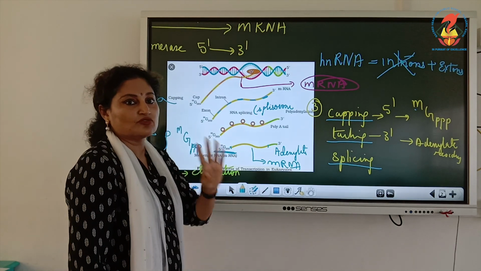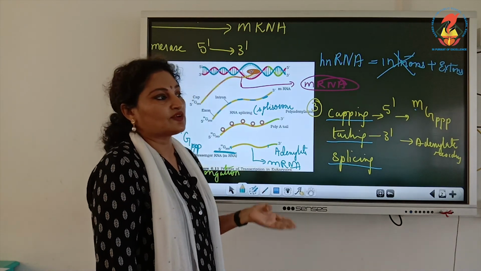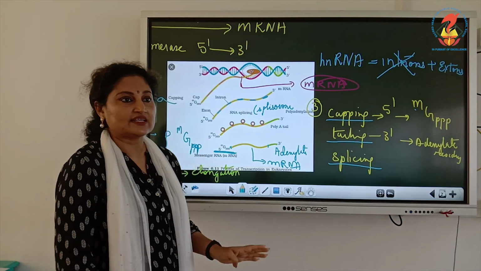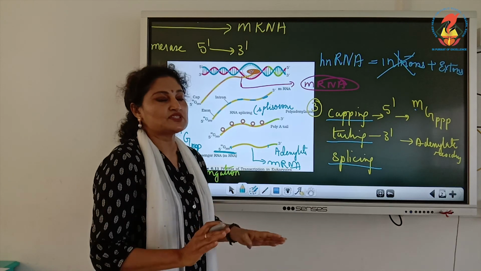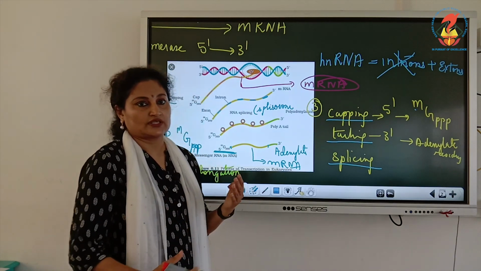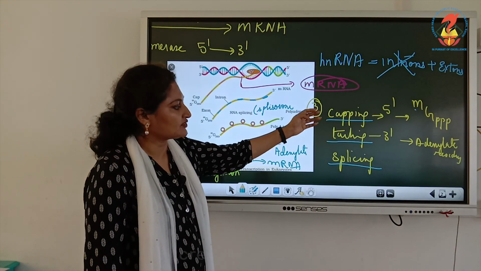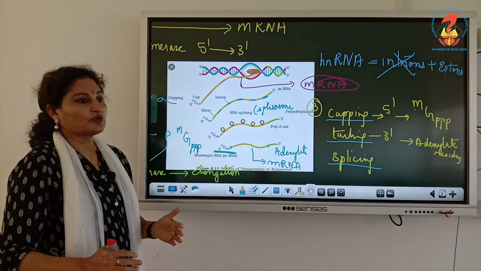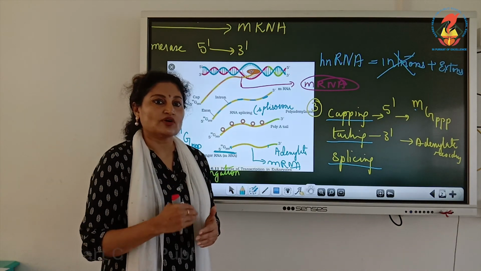So, that is going to be the difference between the prokaryotes and eukaryotes. In prokaryotes, the mRNA formed is final, whereas in eukaryotes the mRNA formed is not final. It is called hnRNA. It requires processing, and processing occurs in 3 stages: capping, tailing and splicing. Now, in the next video we are going to see the next phase called translation.